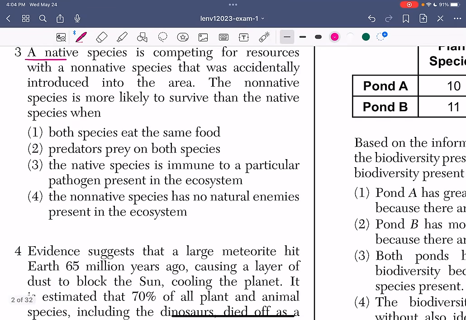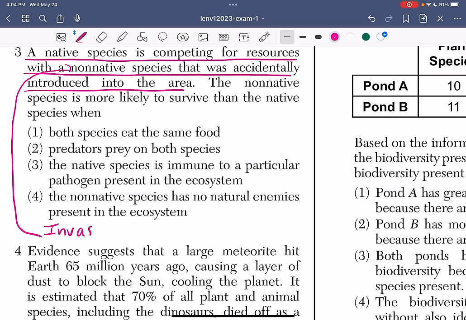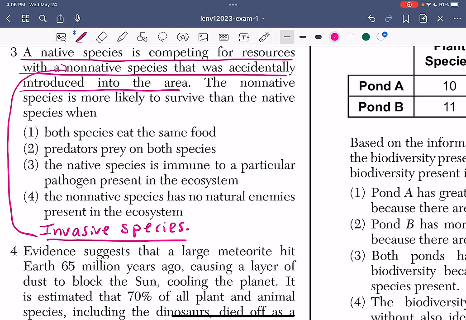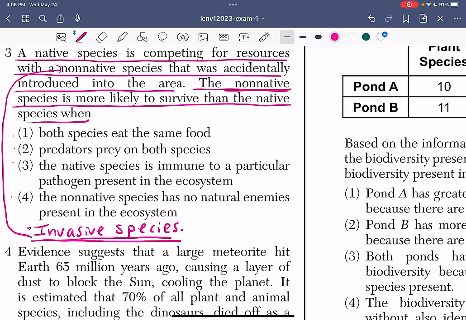Number 3, a native species is competing for resources with a non-native species that was accidentally introduced into the area. This is called an invasive species. These are animals that are brought to a new environment, and then those non-native species are competing for food and resources with native species. Let's continue. Let's see what the question's asking. The non-native species are more likely to survive than the native species when. So they're asking here, which choice best explains how the invasive species, non-native, will survive?